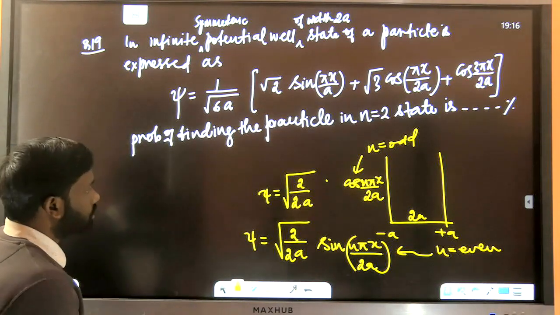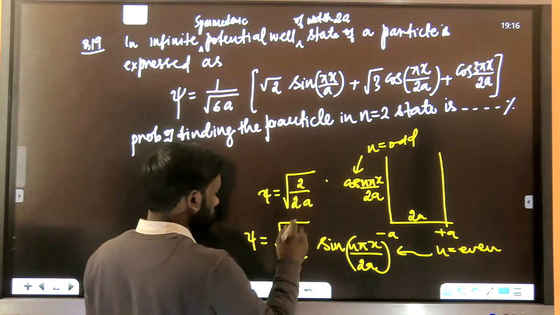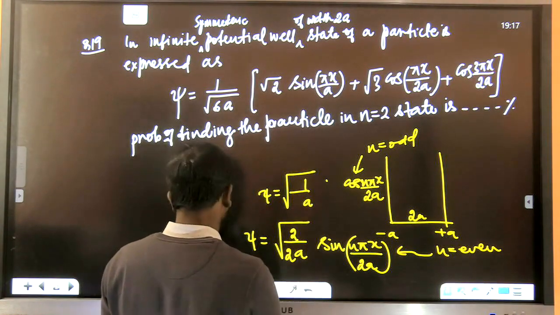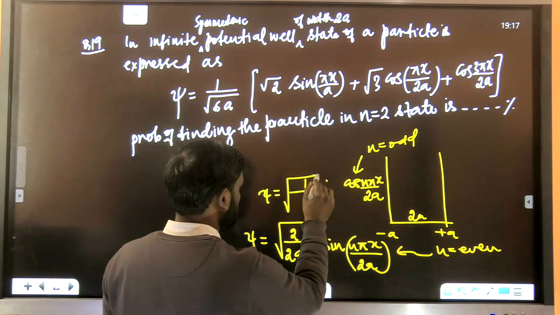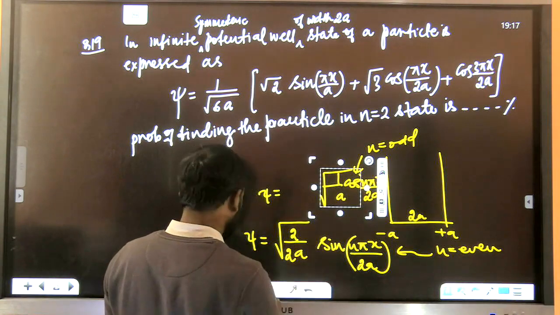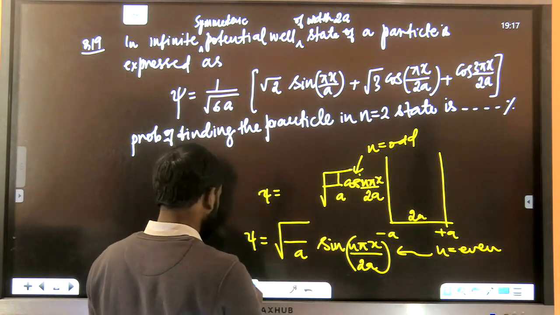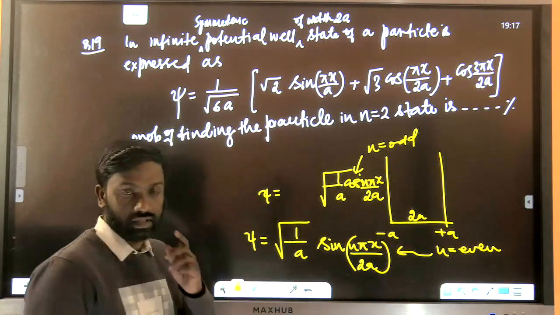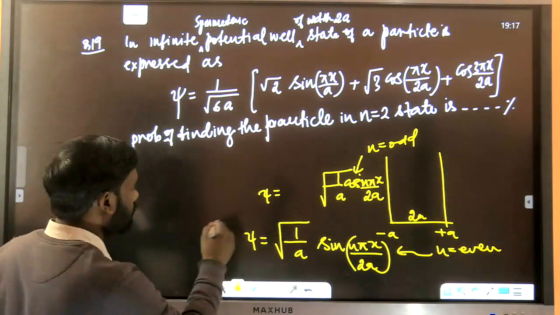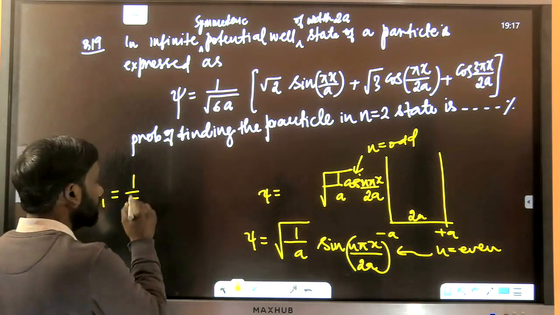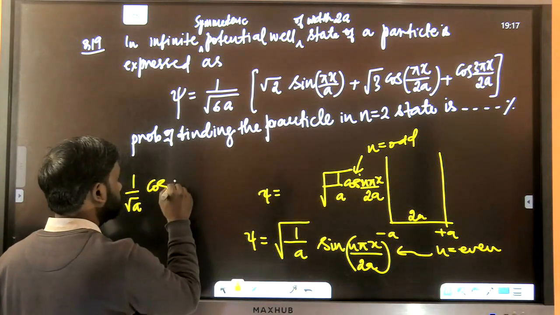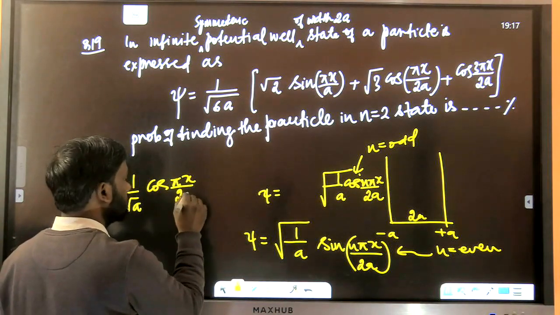All right, so here you can see 2 and 2 cancel out, so we can write 1 here. Here also we can cancel 2 and 2, so we can write 1. So now if you write the ground state, it will be 1 by root a, and here we put n equal to 1, so cos pi x upon 2a. That's the ground state.